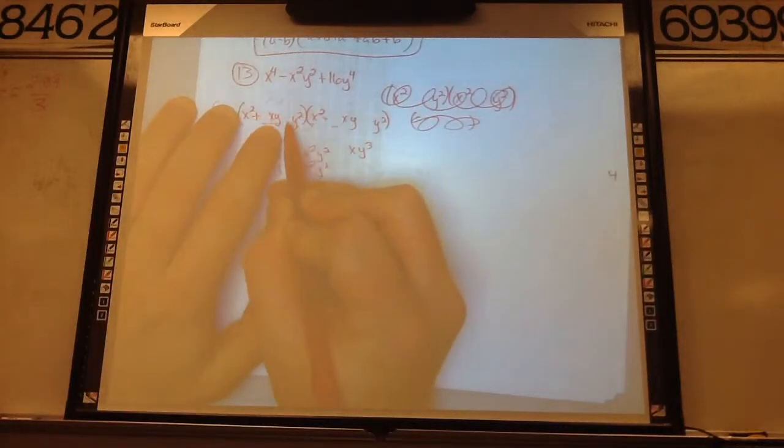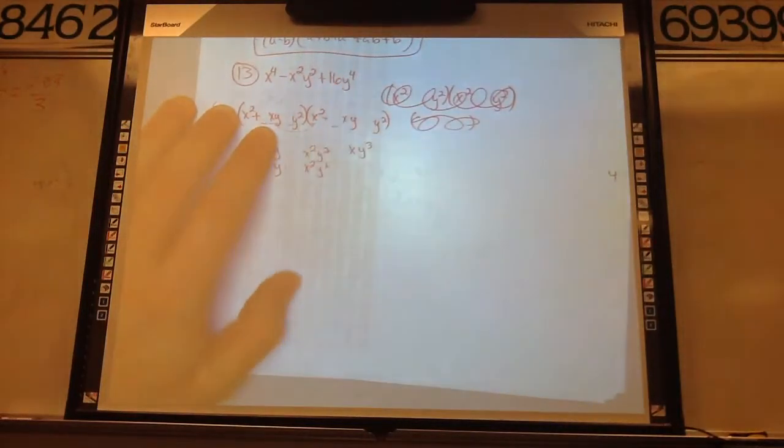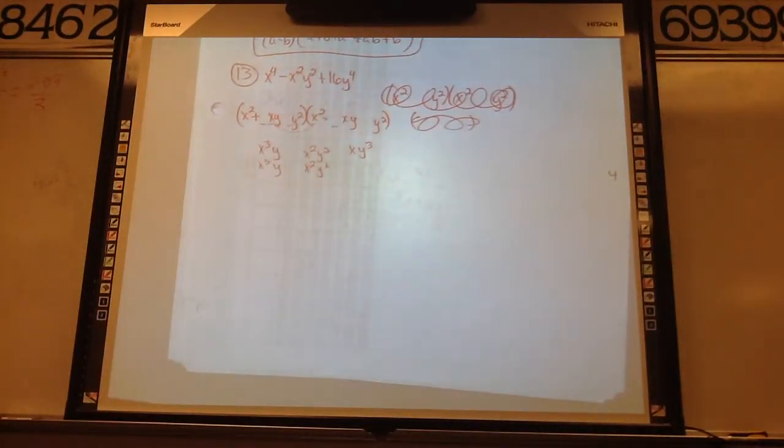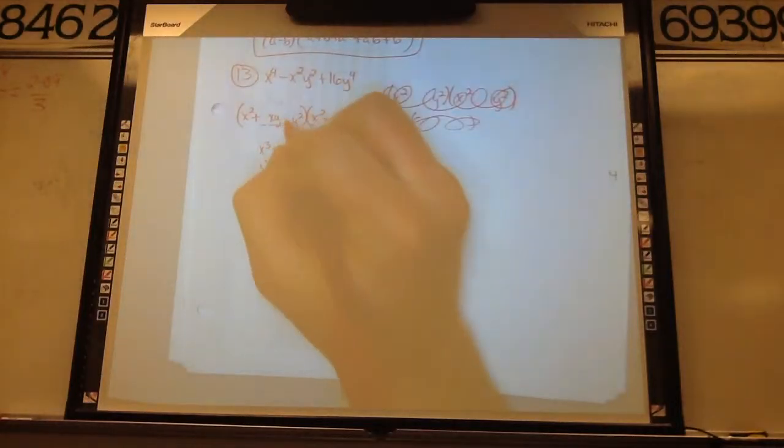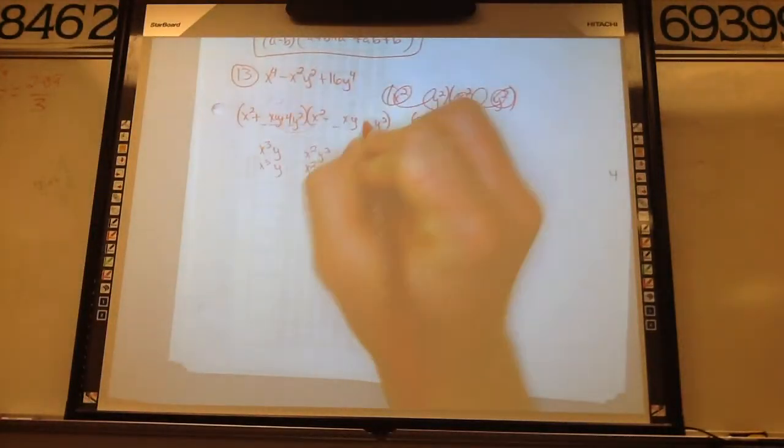I know my y squared back here has to multiply to 16. So logically, let's just go 4 and 4, because I doubt it's 2 and 1. This was just guessing and checking. So let's make it positive 4 and positive 4.